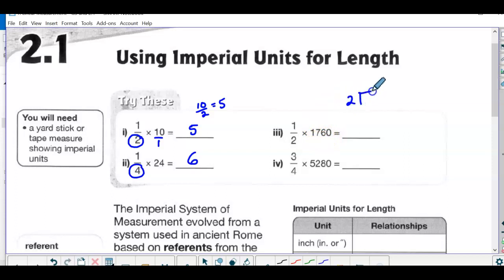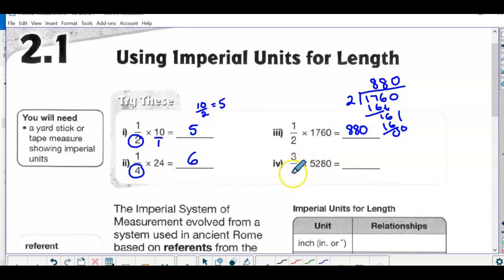So again, without a calculator, you can think about dividing by 2. 2 goes into 17 8 times with 1 remainder. Bring down the 6. So that's 88. Bring down the 0, so 880. Okay, then the next one, this is 3/4, so you do it again.